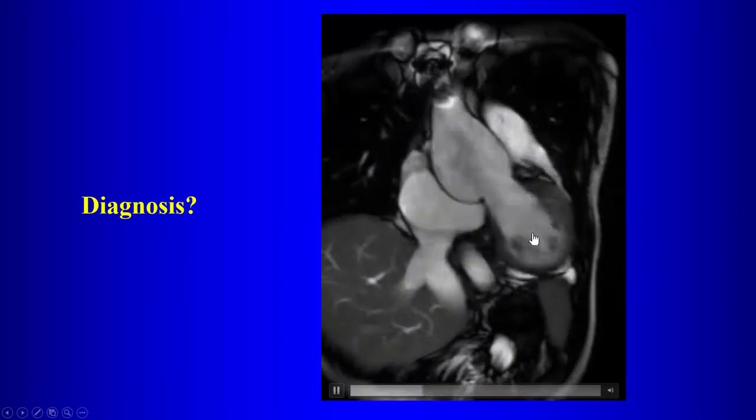Now here on our next case, we have more extensive aortic valvular regurgitation. Notice the jet coming back into the left ventricle during diastole. So what is causing this?